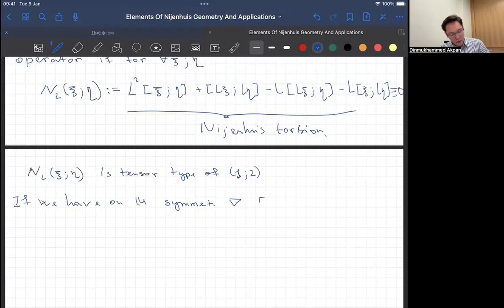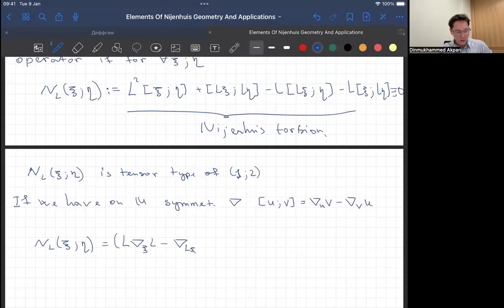Let me remind you that the commutator of vector fields in this case will be like this. Then the Nijenhuis torsion is L nabla_psi L minus nabla_{L psi} L, applied to the vector field.